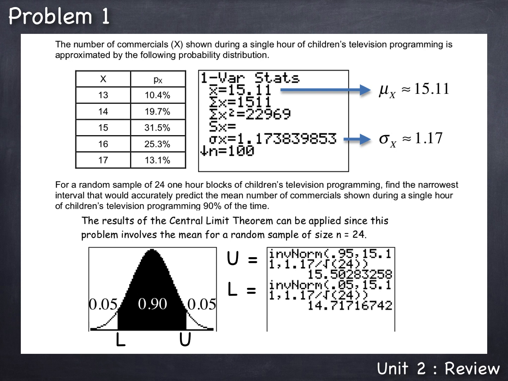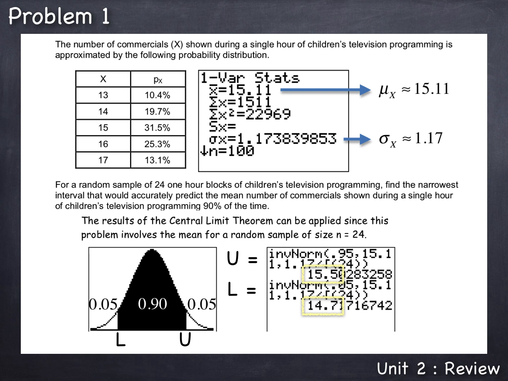When we use the inverse norm command with the 0.05 less than probability, we've calculated the lower end of our interval, which rounds off to 14.7. And when we use the inverse norm command a second time, using the 0.95 less than probability, we calculate the upper value of our interval, which rounds off to 15.5.